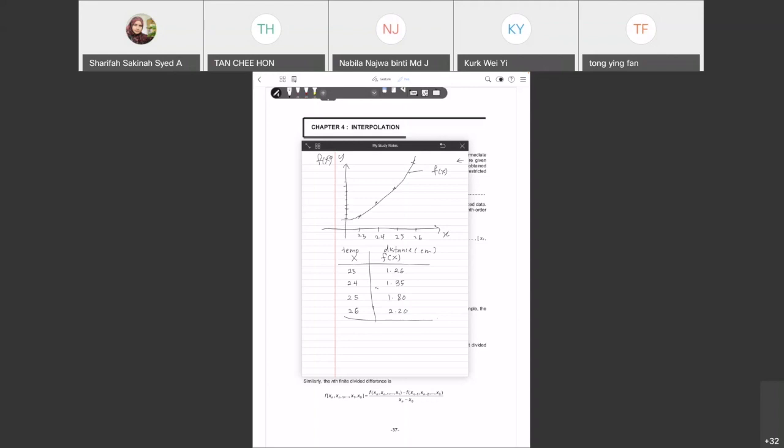All right. So how about if I want to know the distance for temperature 24.5? When the temperature is 24.5, what is the distance? So when you draw a graph, you can try to get the answer. For example, you get the value of f(x). So this is how we use a graph to get the value. But right now we want to use numerical methods.